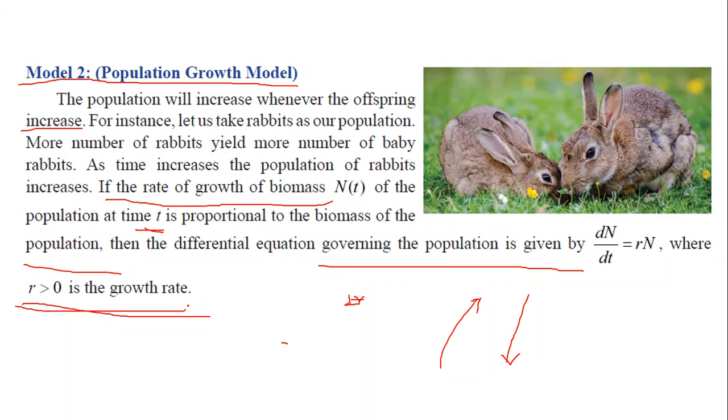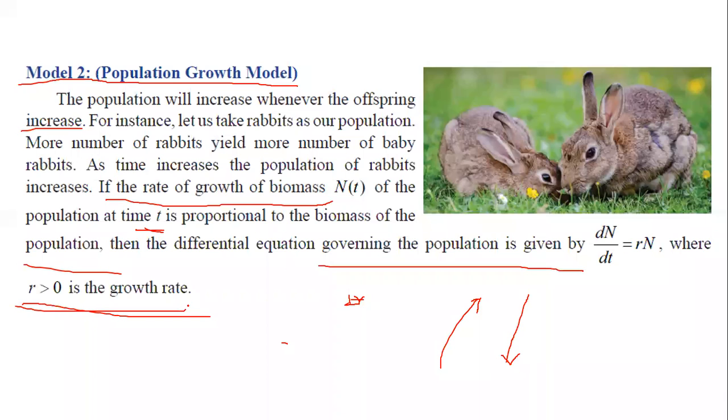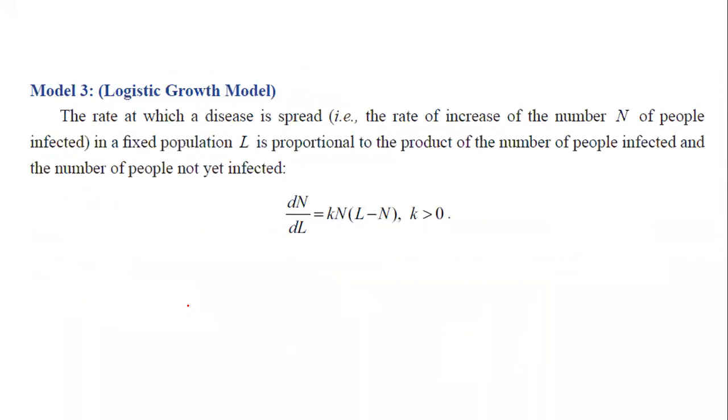And then model 3. These are the few models. One is Newton's law of motion. The second one is the population growth model. The third one is the logistic growth model. It is fully based on economics, it is actually a business model.